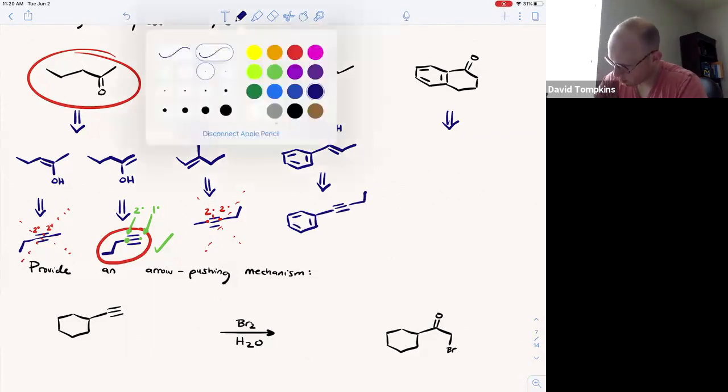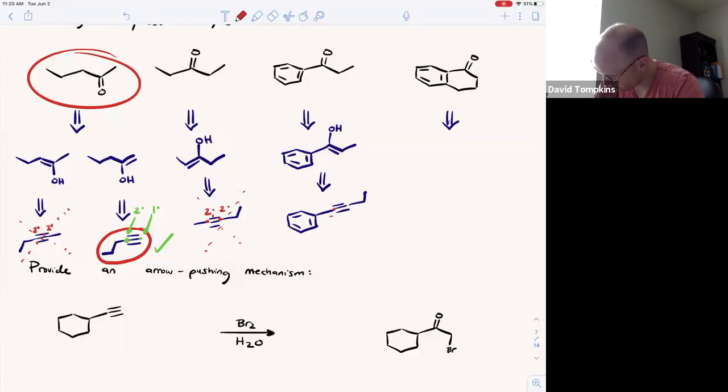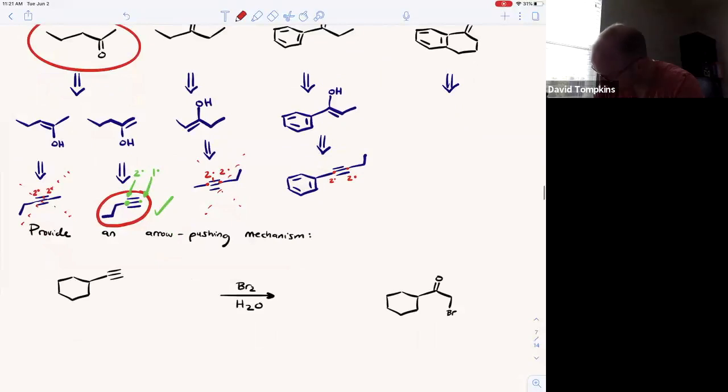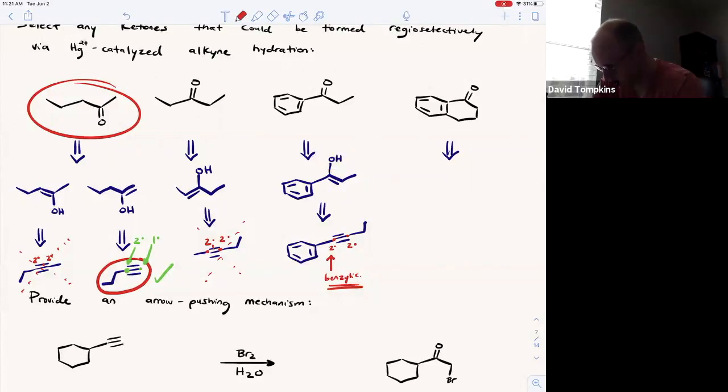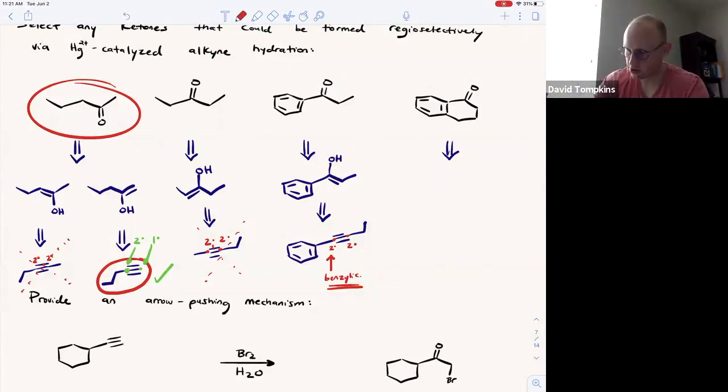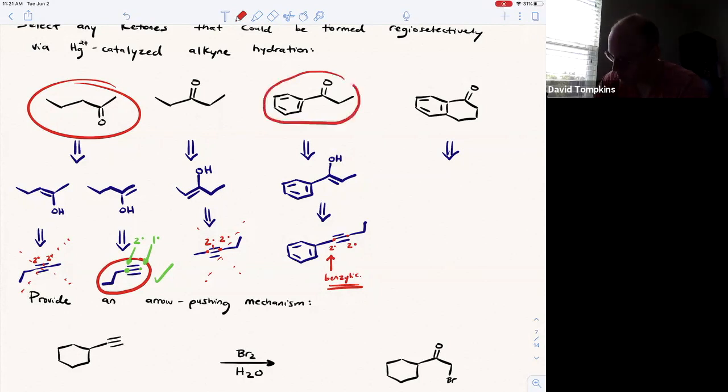And even though this one is internal, right, both carbons are secondary, this would be regioselective because this is benzylic. So it's better stabilizing positive charge, and water will attack there. The oxygen or OH will end up there, and eventually the ketone will end up at the benzylic position only in the product.